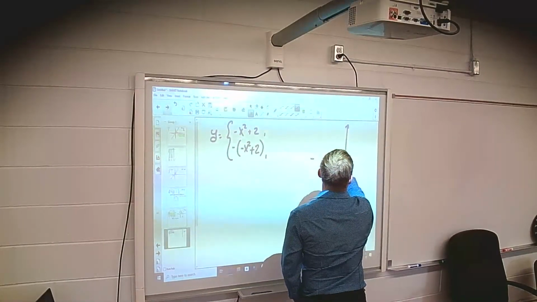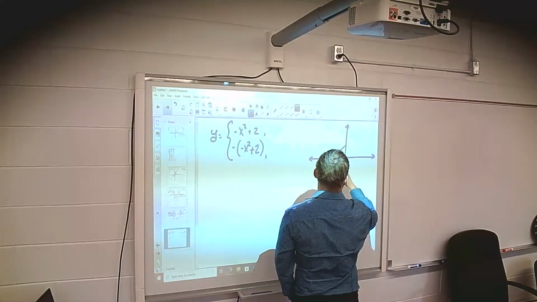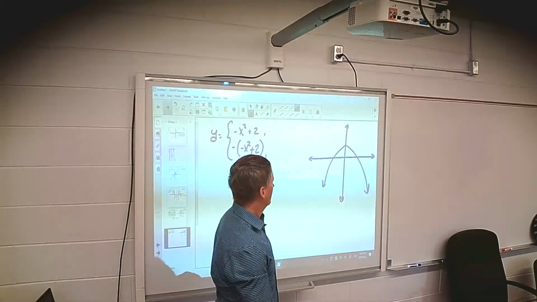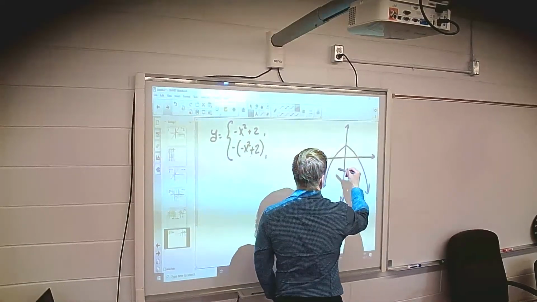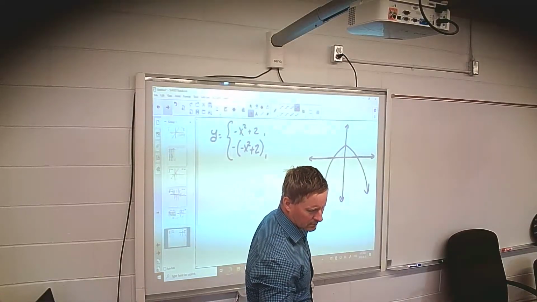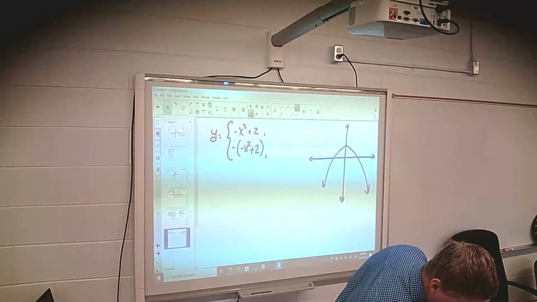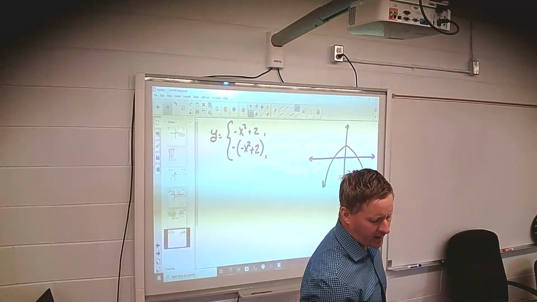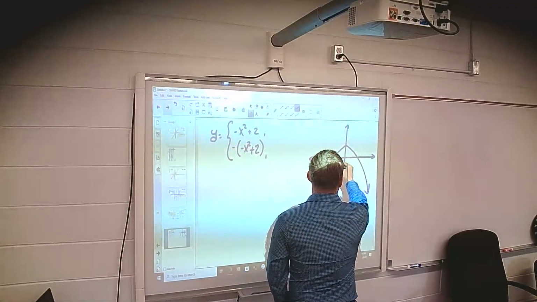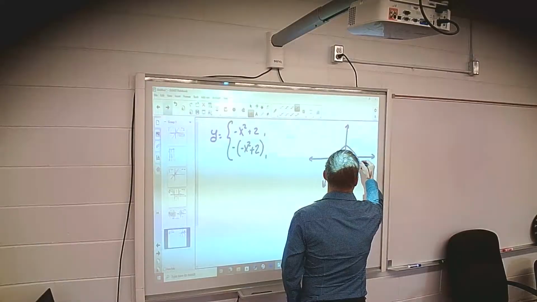All right, let's start with the original one. The original, minus x squared plus 2, would be this right here. Agreed? What is this spot right here and here? What are those two coordinates? They look like 1.5 and negative 1.5. Okay, agreed? So this is negative 1.5 here, and this is 1.5, and 0.